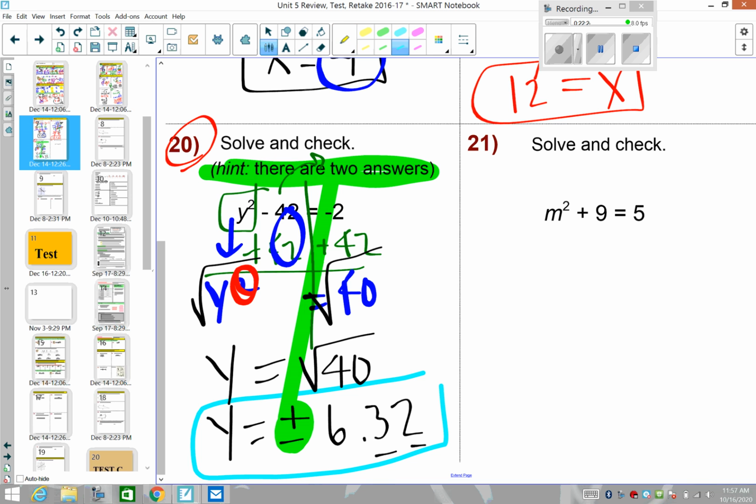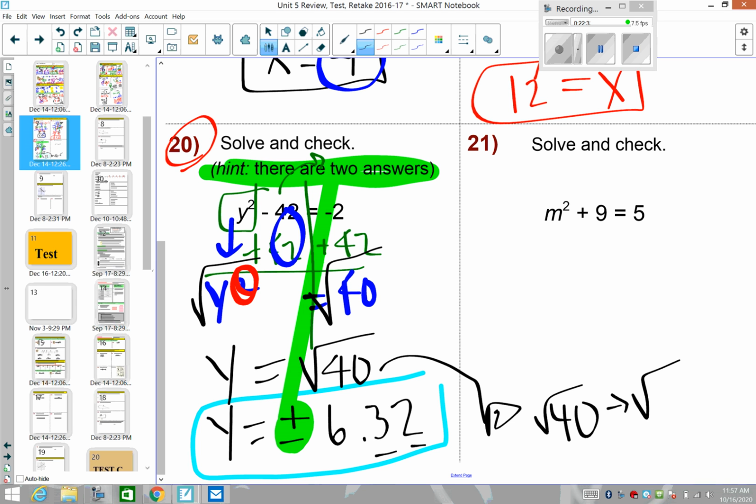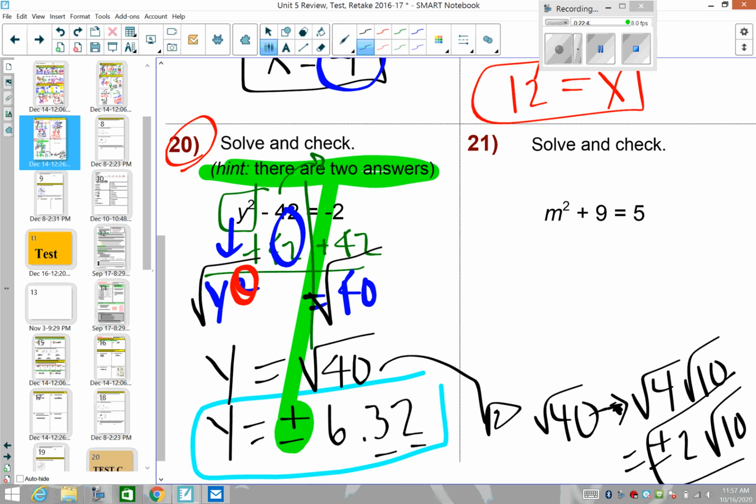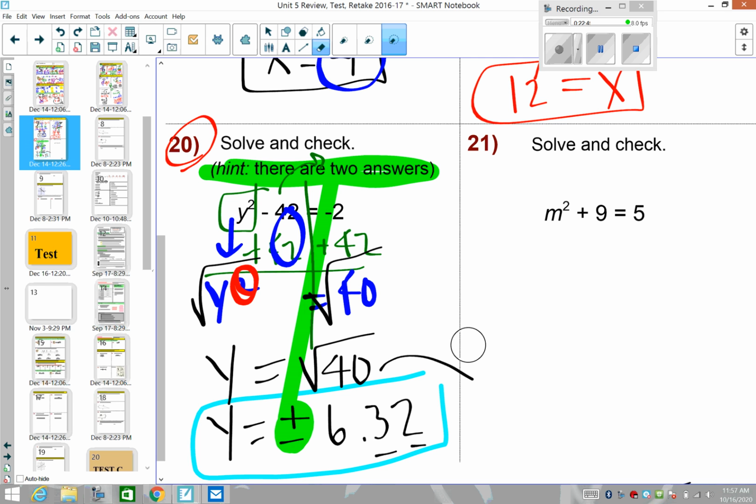Now, just for a fun bonus, you could have said the square root of 40 breaks into the square root of 4 times the square root of 10, which is plus or minus 2 times the square root of 10. Those are equivalent answers, but we will hold off on that for now because it's not going to be our priority standard for this year.